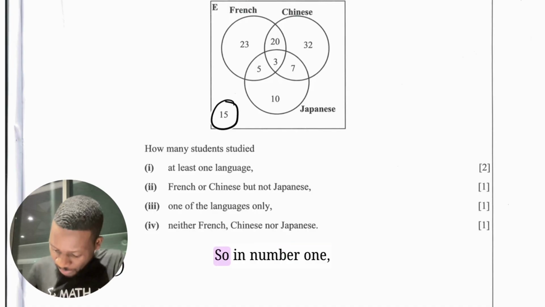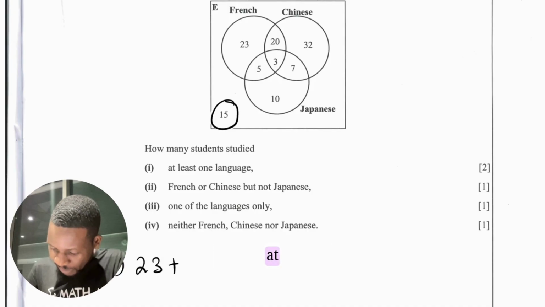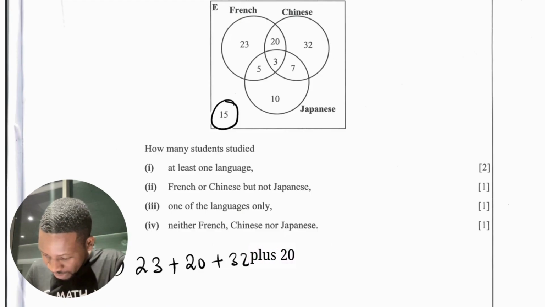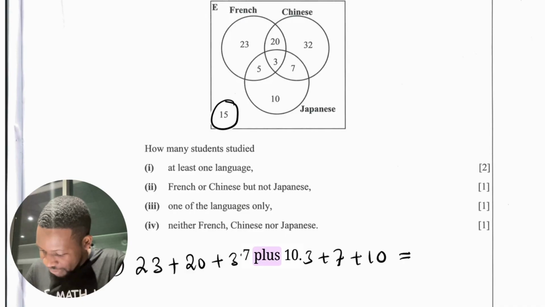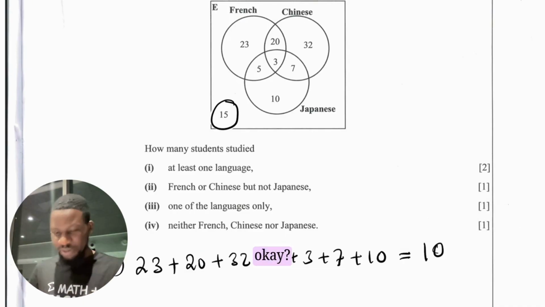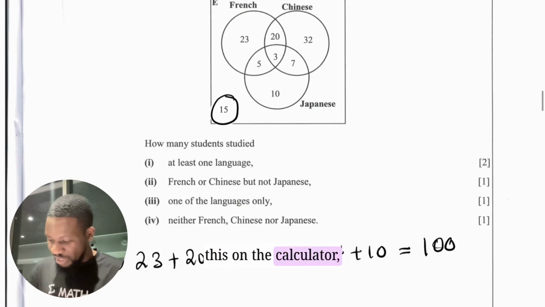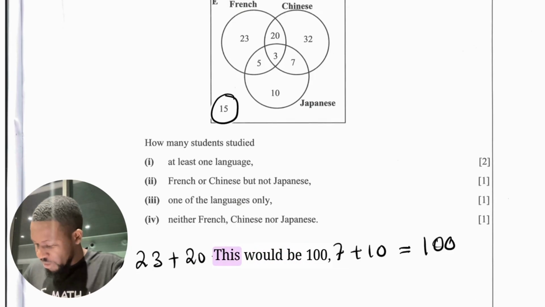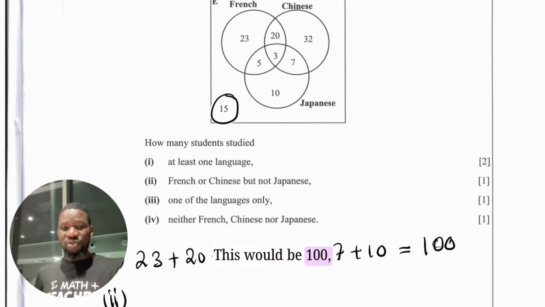So in number one, at least one language will be 23 plus 20 plus 32 plus 5 plus 3 plus 7 plus 10. Each number is added once. You can just punch this on the calculator, which I've already done in advance. This will be 100.